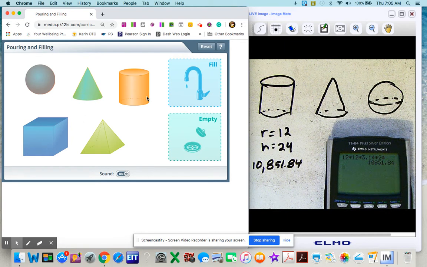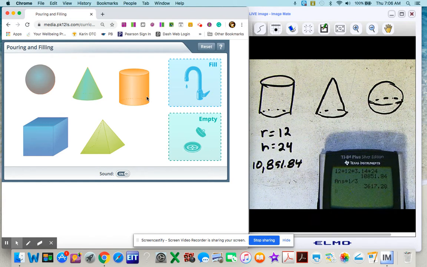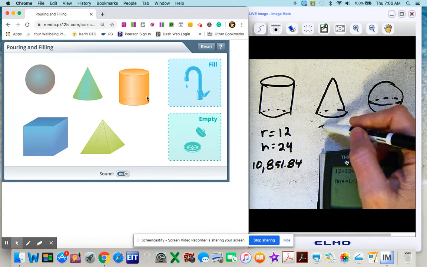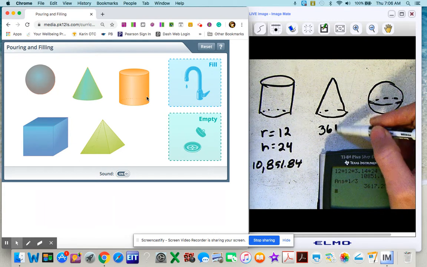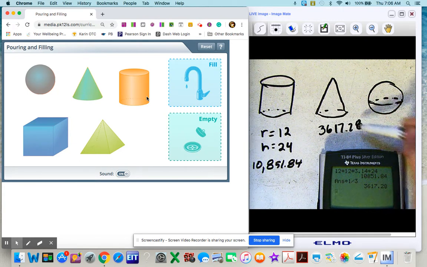It should just be 1/3 of that. So I can either multiply that answer by 1/3, or I can divide by 3. That means that the cone should be 3,617.28.